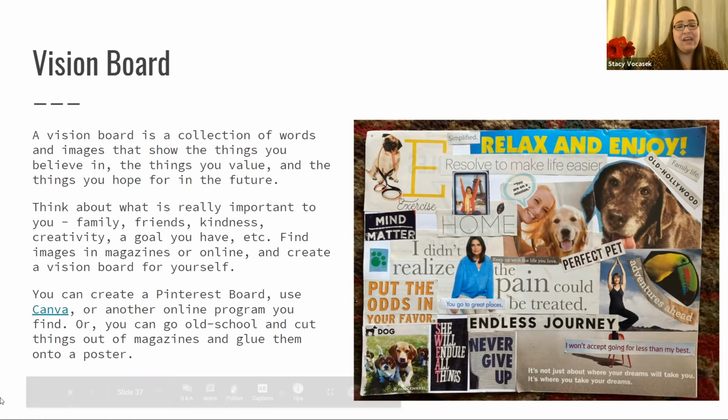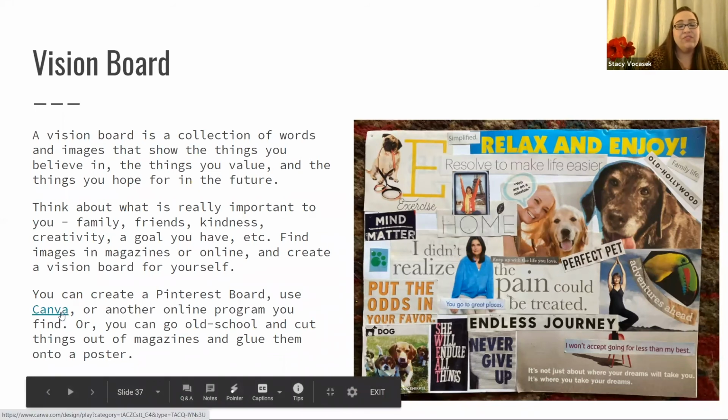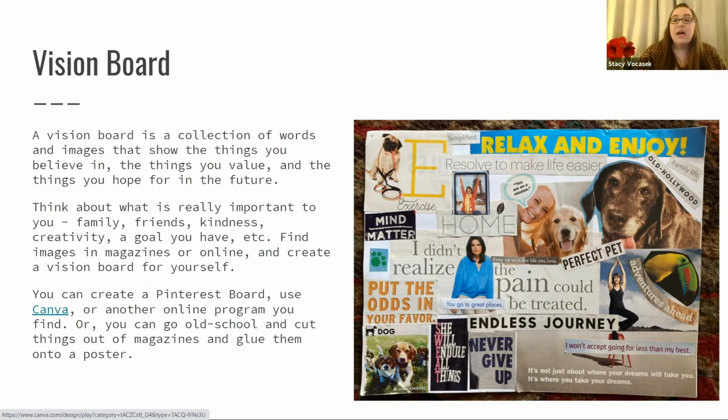Pinterest. I linked Canva. Canva actually has a free resource to make online vision boards that you can upload photos to. And it can be pretty cool. I'm sure there's other programs. You could probably do it in Google Slides, no problem. Or a Google Doc, or a Padlet would be great for a vision board.